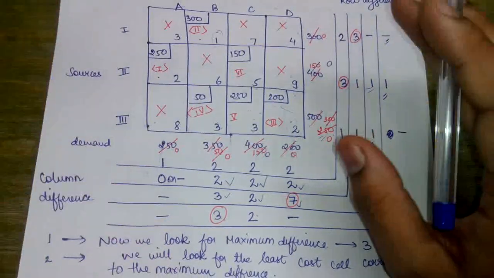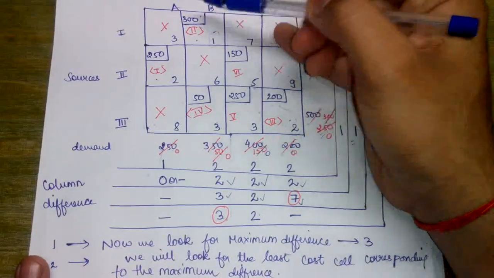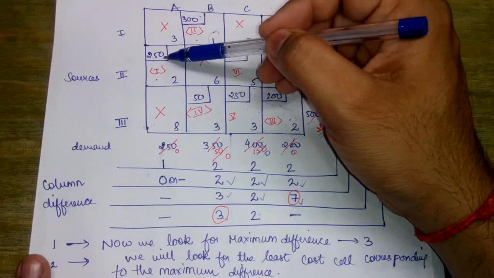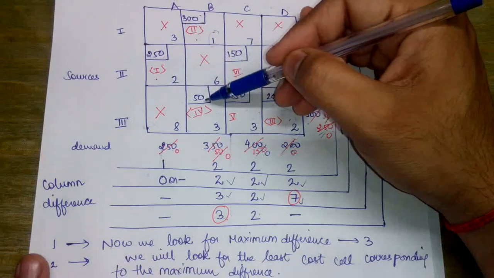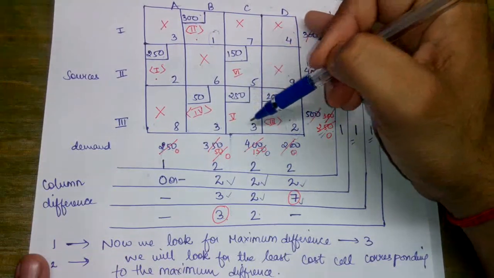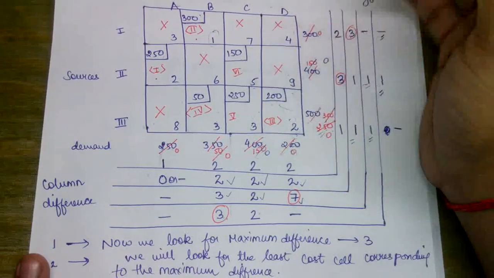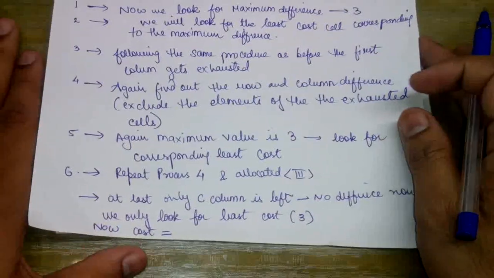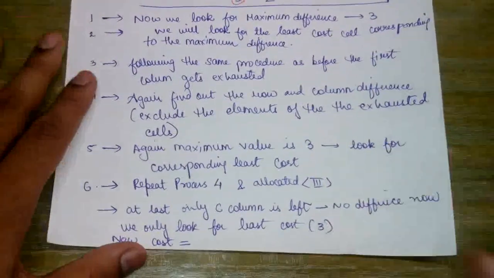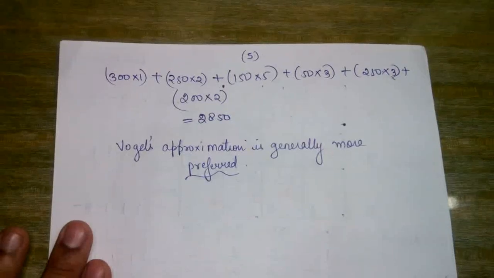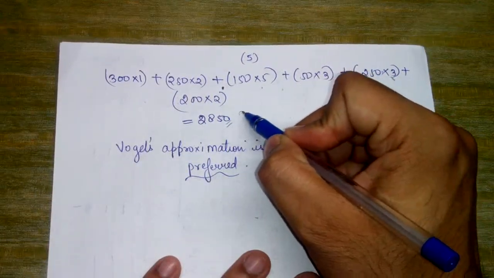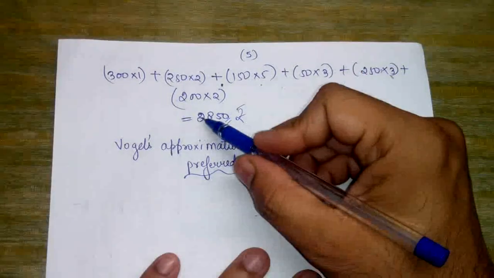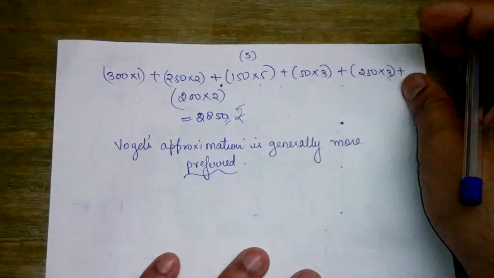Now we will apply the same procedure, that is 300 into 1 plus 250 into 2 plus 150 into 5 plus 50 into 3 plus 250 into 3 plus 200 into 2. So that would give us the total cost, and the total cost is coming out to be the same as that we have obtained in the previous method, that is 2,850 rupees.